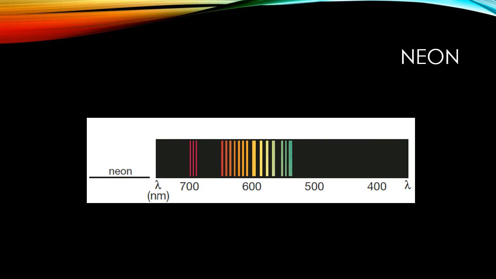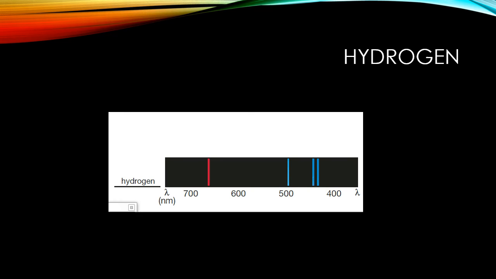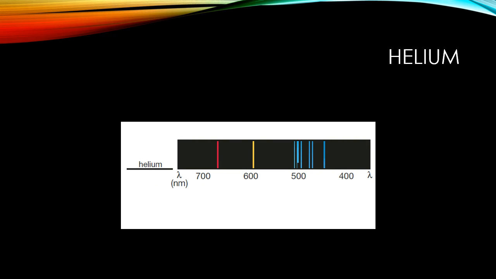Each element will have its own unique pattern, and you can almost think of it as a bright line fingerprint. Neon has a pattern like this. Mercury will have a pattern like this. Hydrogen, one of the simplest, is just these four lines, and we'll have the hydrogen spectrum fingerprint like this. Helium, very close to hydrogen, has a spectrum pattern like this. And so when it has this emission pattern, you see it lights up ever so different than hydrogen.